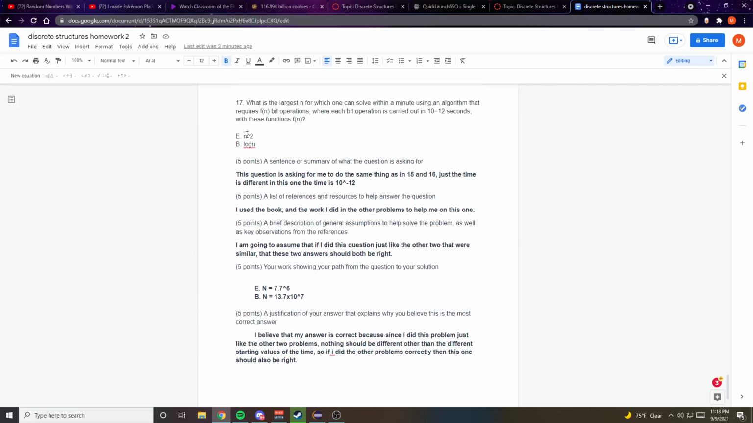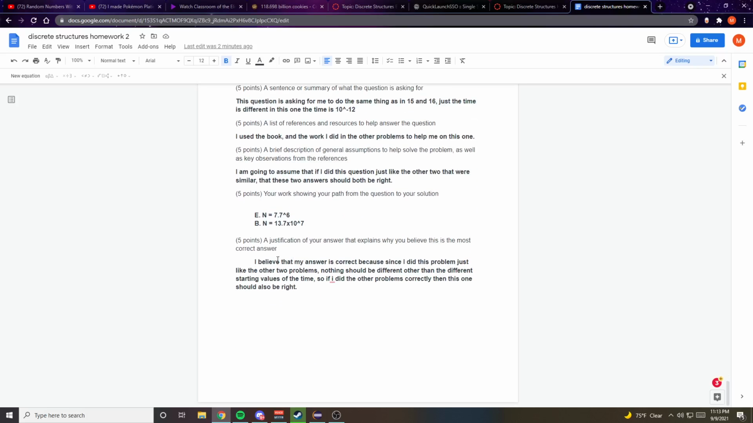So for n to the second log n, it's going to be n equals 7.7 to the sixth, and then 13.7 times 10 to the seventh is my idea of what these are. And then I believe that my answer is correct because since I did these problems just like the other two problems, nothing should be different other than different starting values of the time. So if I did the other problems correctly, then I feel like I should have also done this problem correctly.